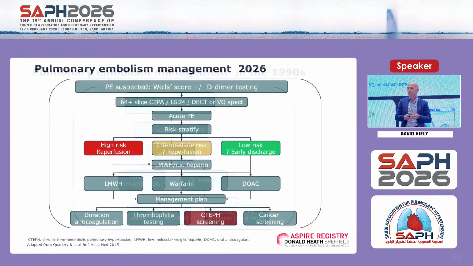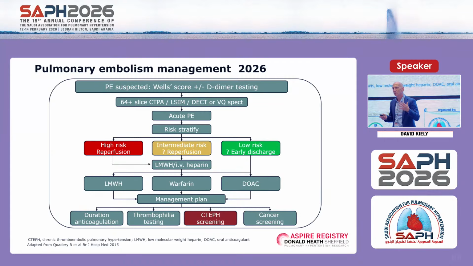So it was fairly straightforward, but I've tried to condense everything into a single slide here, but the management of PE now is much more nuanced. We don't just rely on implicit judgment for the diagnosis of PE. There's a whole load of different risk scores. There's lots of different imaging modalities. We're diagnosing much smaller PEs. We risk stratify now to define our initial treatment approach. Got lots of different anticoagulants that we can use.